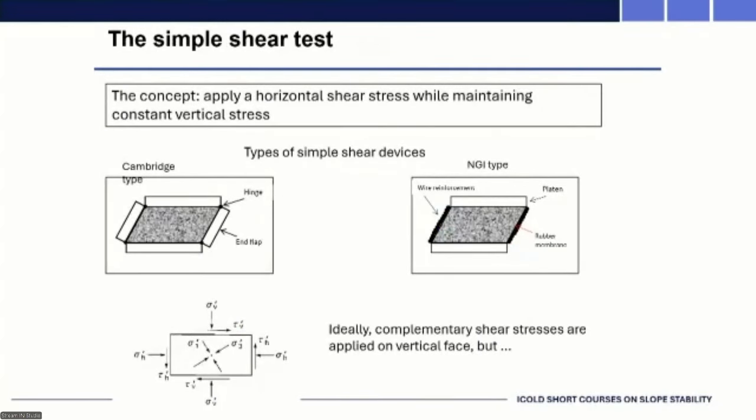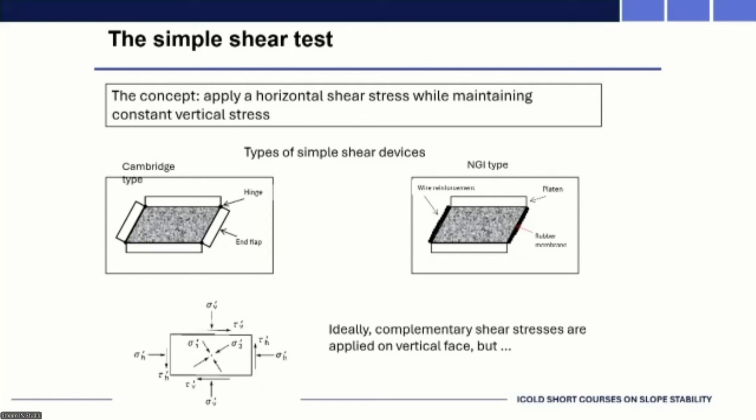So I went back and dug out some of the early work on the simple shear test. The idea is that you apply a horizontal stress and keep the vertical stress constant, but you allow those vertical boundaries to deform uniformly. People tried all kinds of Heath Robinson techniques with hinges and spiral wires, membranes, to try and reproduce pure shear or simple shear conditions. The idea is that you have no complementary shear stresses, but that's hard to get away from.